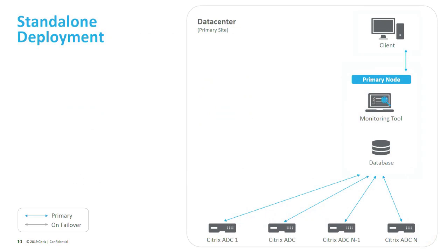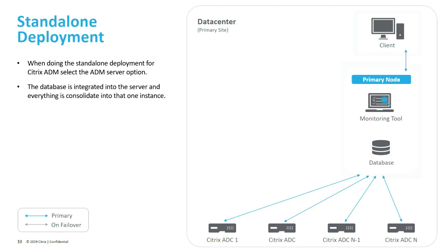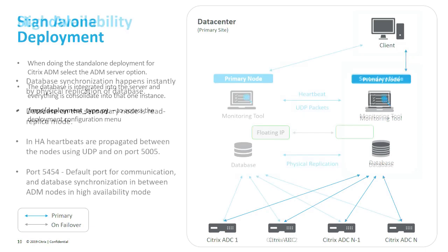So looking at the standalone node, the simplest deployment. When you're doing a standalone node, everything for the initial deployment of Citrix ADM is going to be done via the CLI. There's a deployment script that you're going to run. For a standalone node, you select the single server option. The database for the standalone node is integrated and consolidated into that one single instance. And for the deployment script, you go ahead and run it.